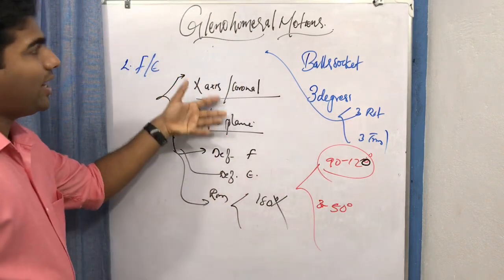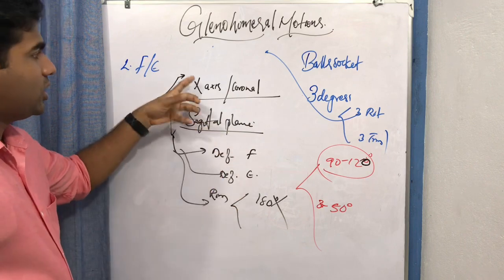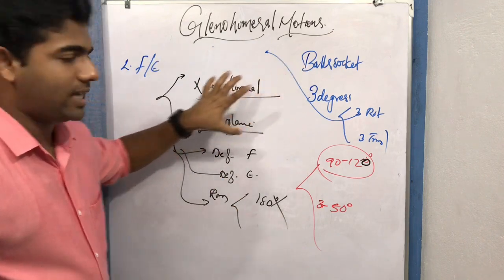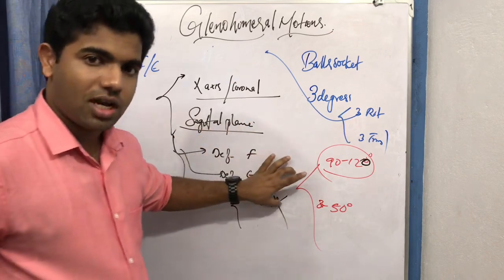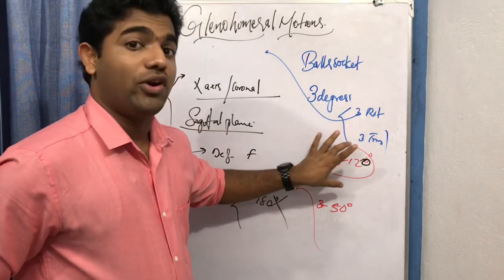If you have to write this from an examination point of view, you just have to write the axis, that is the x-axis, and the plane, that is the sagittal plane. You have to define flexion as upward and forward movement.